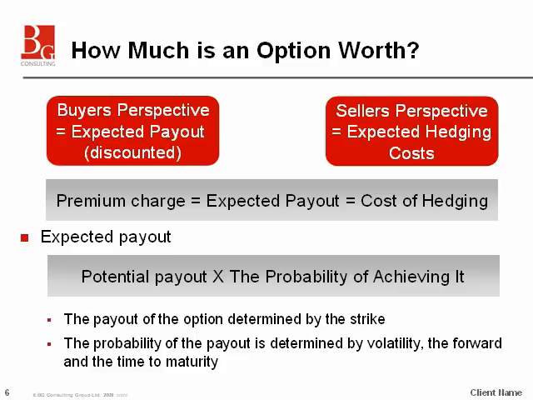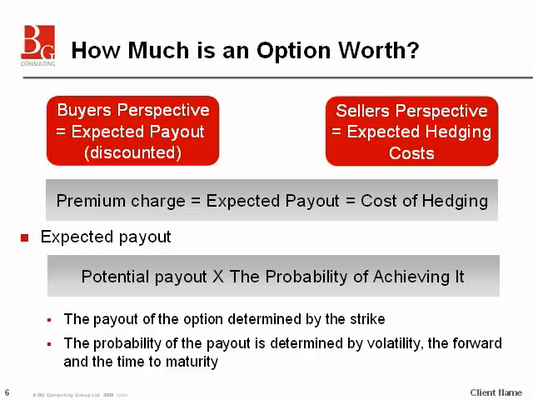So, how much is an option worth? In other words, how much should I pay for it, or how much should I charge the buyer? Let's look at this intuitively in a simplified risk-neutral world without transactional costs. From the buyer's perspective, the premium charge should be equivalent to the discounted expected payout at expiration. The expected payout is determined by the strike and adjusted for the probability of achieving it. It goes without saying that the probability is determined also by the level of volatility, the forward asset price, and the remaining time to maturity.